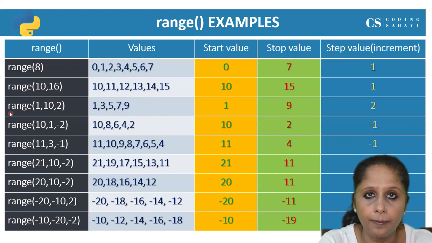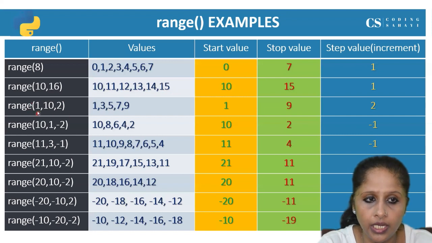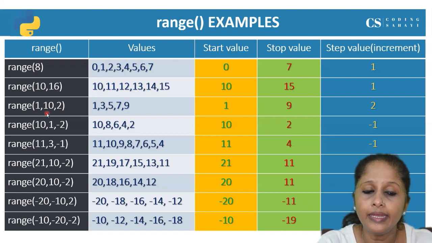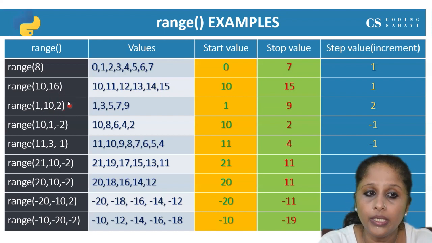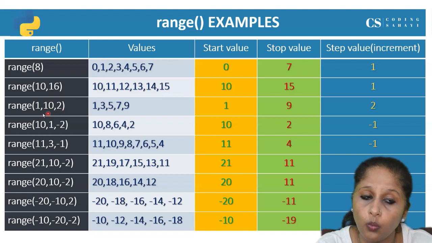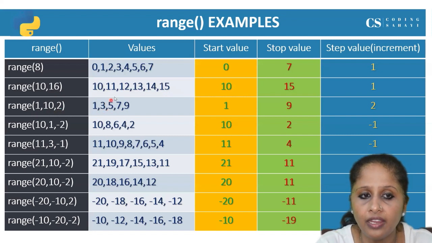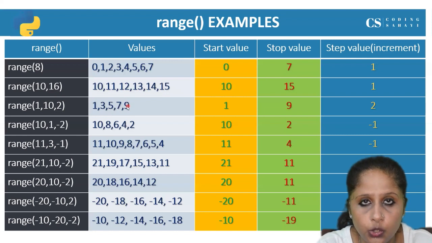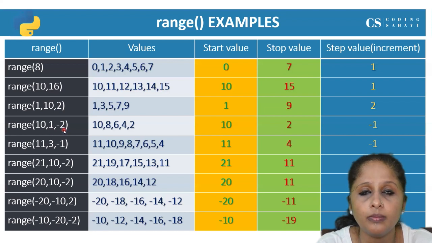Okay, then another example, range 1, 10, 2. So this is a complete range function. Here we have start value, then we have stop value and step value. So here it starts from 1, then executes till 9, 10 minus 1. Then the step value, it is incrementing by 2. So what will be the output? See, the first value is 1. So that 1 will be printed, then incrementing by 2, that is 3. 3 plus 2, 5. 5 plus 2, 7. 7 plus 2, 9.